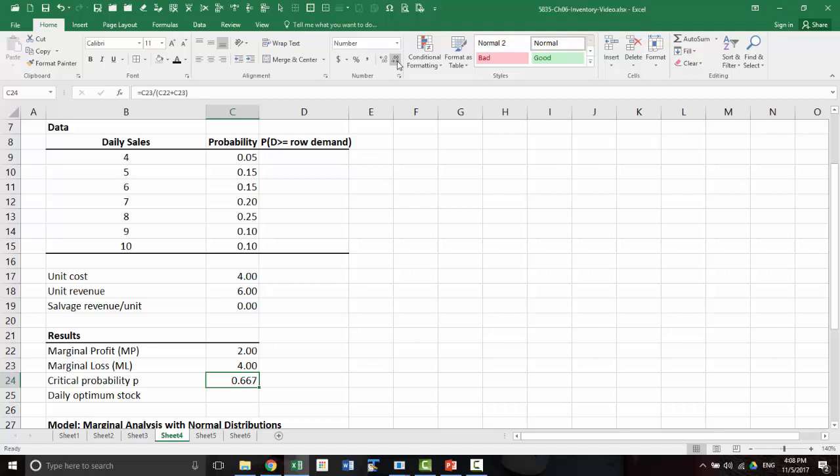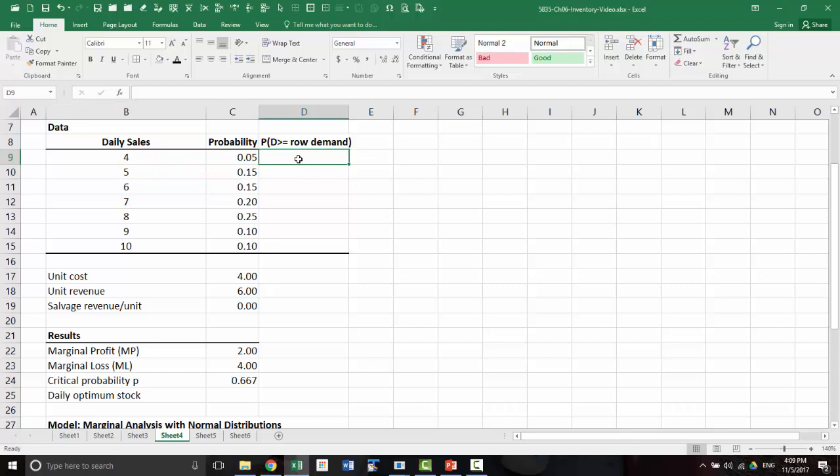Okay, now we have to set up the probabilities. So we want the demand to be greater than or equal to... what is the probability that the demand is greater than or equal to 4? So that, if you stock 4, you'll sell out. Okay, if you stock 5, what is the probability you'll sell out? So you want the probability of demand greater than or equal to 5.